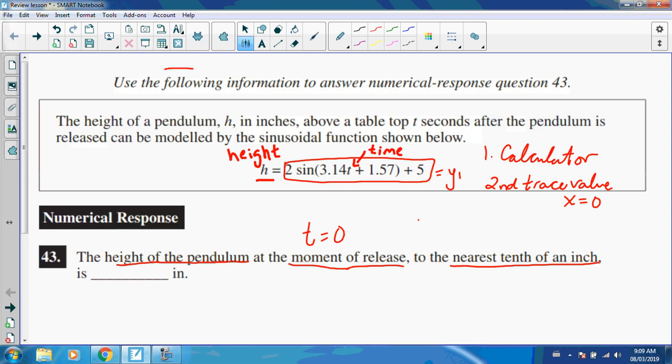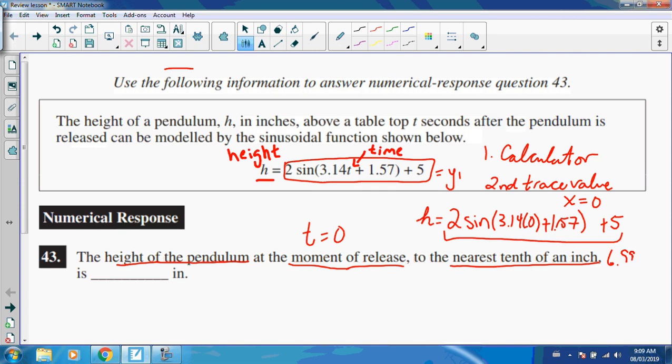The other way is to do it algebraically, and I would say, what is the height when time is 0? So 2 sine of 3.14 times 0 plus 1.57, and then add 5. If I put this into my calculator, the answer that I get is 6.999. So that's 7, but to the nearest tenth, I have to put in 7.0. So the correct answer to this one is 7.0.